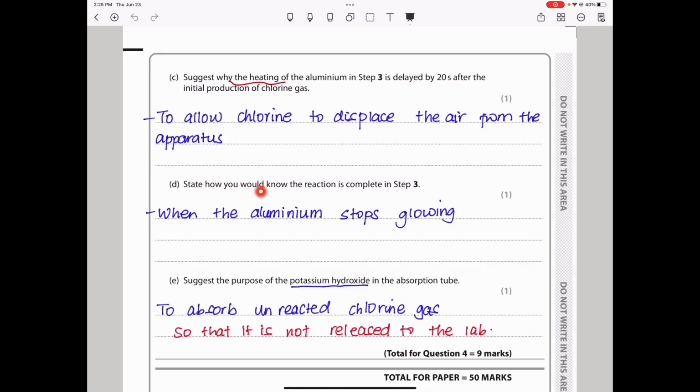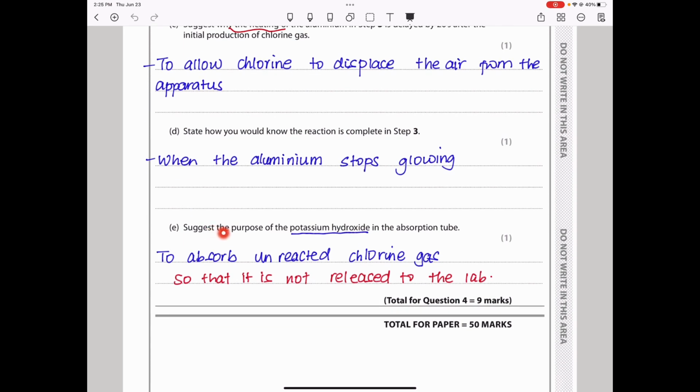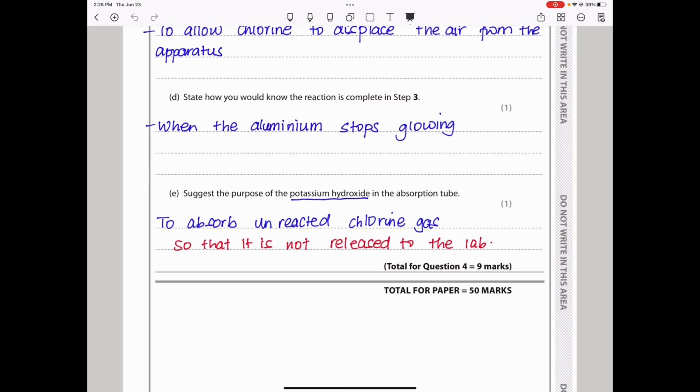The question says how you would know the reaction is complete in step 3. Of course, the aluminium will stop glowing because you remember when you heat, it glows. So at the end, it will stop glowing, and then we can conclude that the reaction has come to an end. Lastly, suggest the purpose of the potassium hydroxide in the absorption tube. It has to absorb the unreacted gases. This is the waste gas, so gas that is not used, and this is chlorine in this case. Potassium hydroxide absorbs it in order to prevent it from being released into the lab environment because it's highly toxic. So this brings us to the end of this paper.